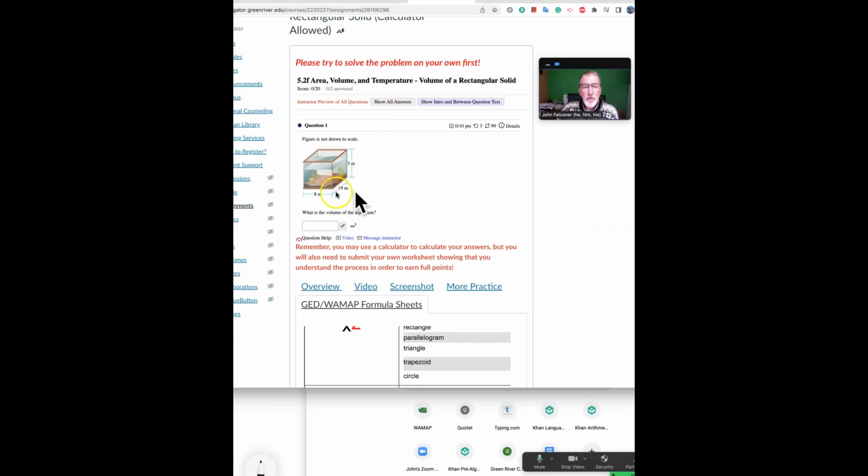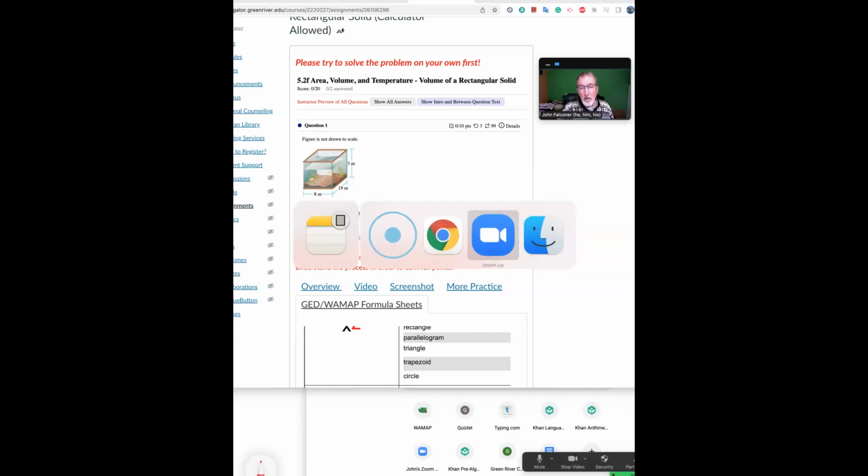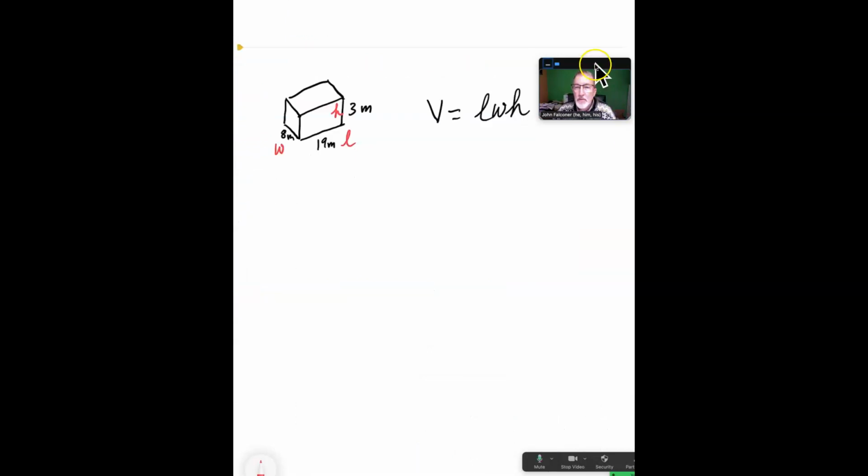But for the purpose of finding the volume, we know that V is equal to L times W times H, LWH. And so it's kind of arbitrary what's what here, but in the classical sense, H is here, the 3, and L would be 19, and the 8 would be the width. Let's see if I can show you what I'm looking at. Okay. So you could set it up this way. Volume equals length times width times height.